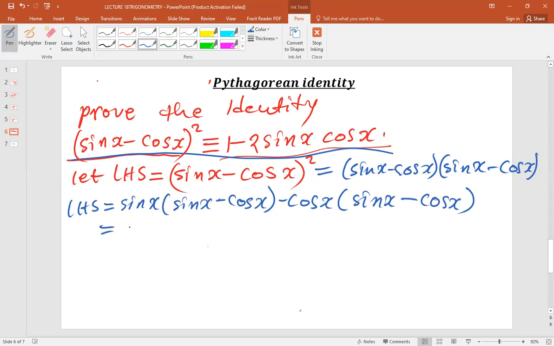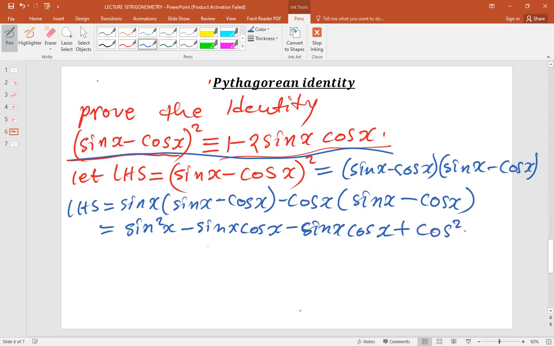So sin x times sin x, the answer is sin squared x. Sin x times negative cos x, this would be negative sin x cos x. Negative cos x times sin x, this is negative sin x cos x. So negative cos x times negative cos x, this would be positive cos squared x.